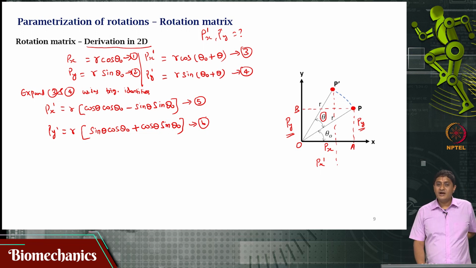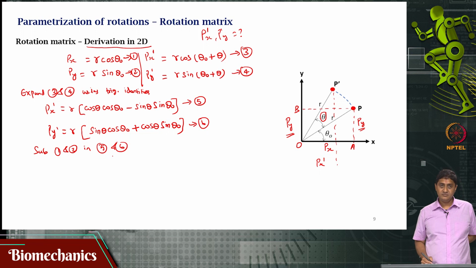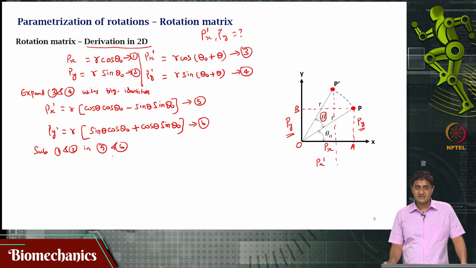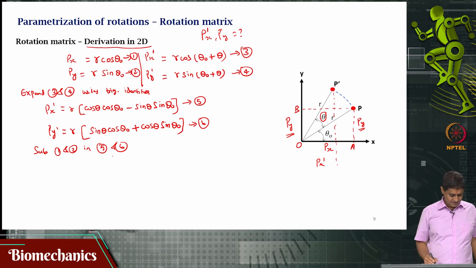Now I can substitute the data from 1 and 2 in 5 and 6, because wherever r cos theta naught comes, I can say that is Px, and wherever r sin theta naught comes, I can say it is Py. I can say that because r cos theta naught is Px and r sin theta naught is Py. How do I know that? That is the original description. I know this.